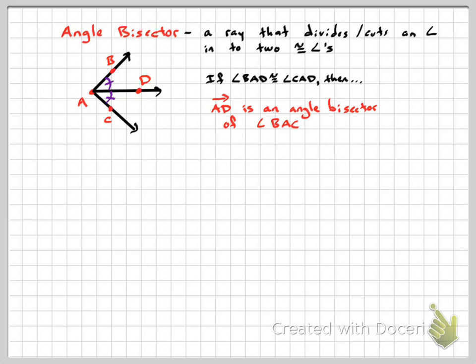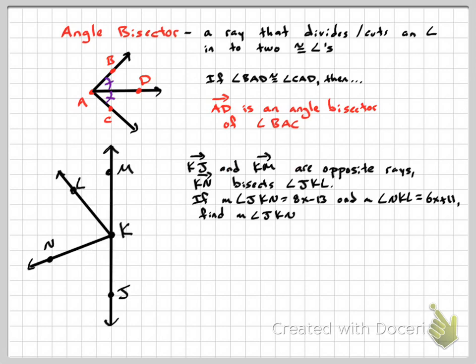Now I know it's a little bit confusing, but it's really simple. Like if you know something's an angle bisector, then you know that two angles are congruent. If you know two angles are congruent, then you know you have an angle bisector present. Okay? So let's look at our last little diagram here.